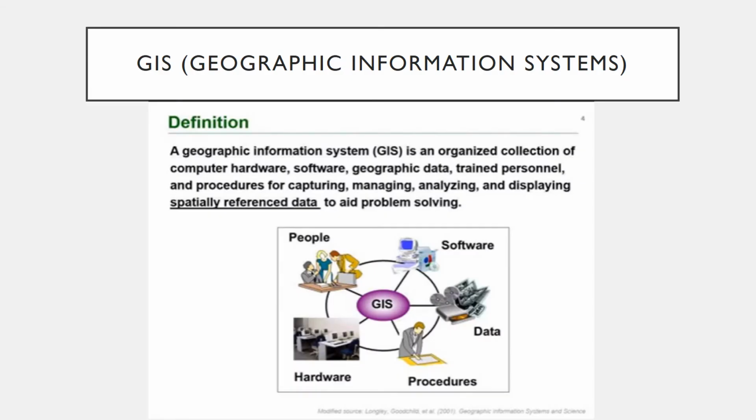So again, GIS stands for Geographic Information System. A good definition is that it's an organized collection of computer hardware, software, data, trained personnel, and procedures for capturing, managing, analyzing, and displaying spatially referenced data to aid problem solving. Spatially referenced data, guys, we've talked about that a lot. It's this idea that we know where the data has come from, we know where it's located, and we know where it's located in space related to other places.